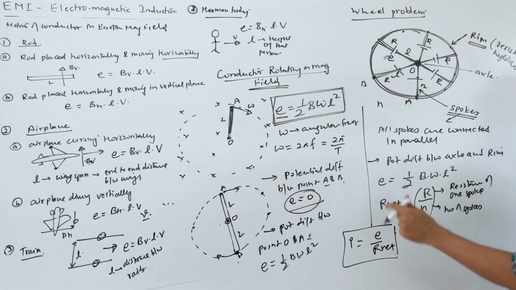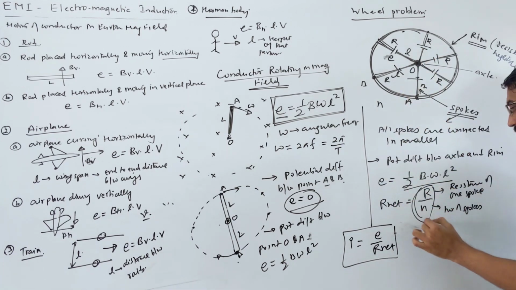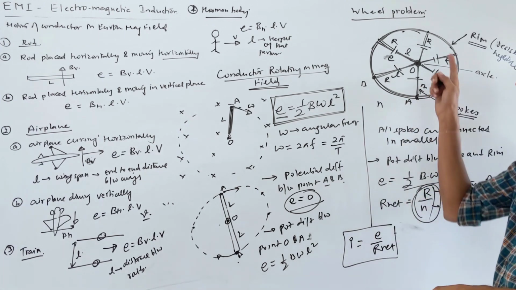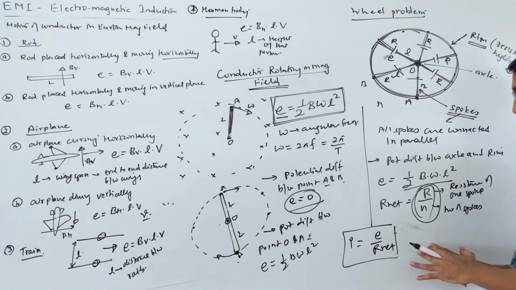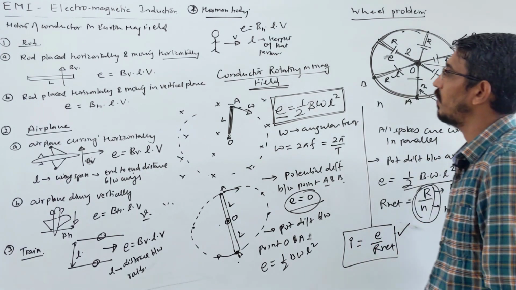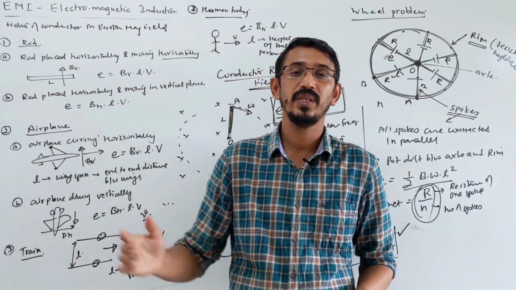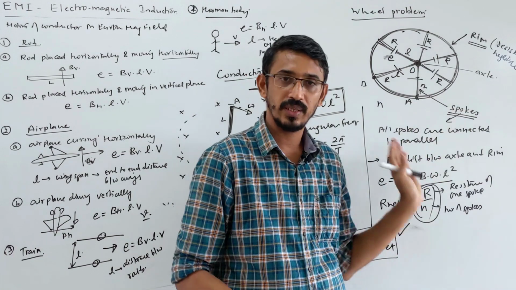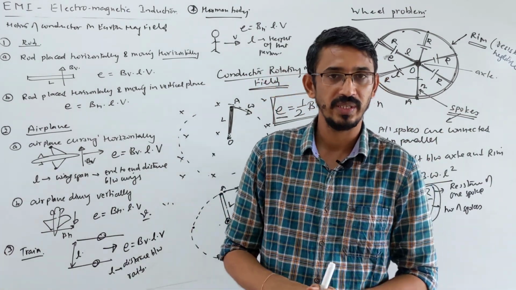If they ask the potential difference between axle and rim, that's the normal formula. If current is flowing, then you need the net resistance, which is simply the resistance of one spoke divided by the total number of spokes, since all are in parallel. These were all examples of motional EMF. A conductor moving in a straight line or rotating also develops some EMF across its ends, and that's called motional EMF.